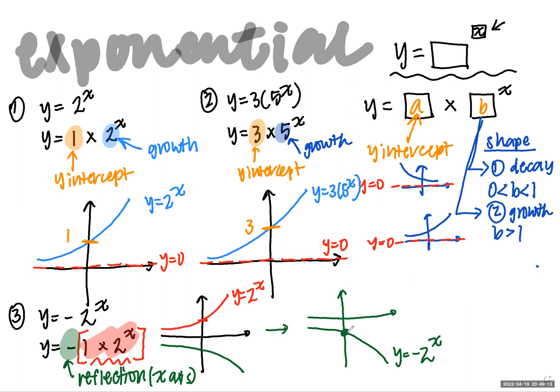Whereby, how much is this point here? This green dot. How much is this green dot here? Yes, negative 1.